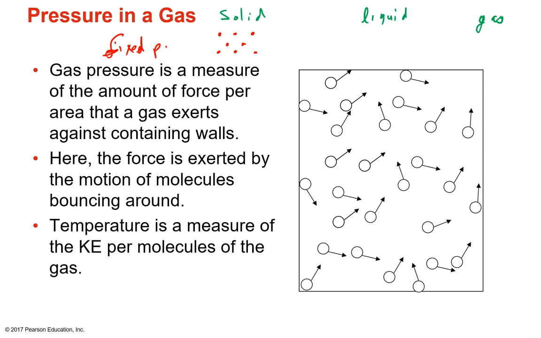Fixed positions. In the liquid, you have a surface here. Within the liquid, the molecules are free to move, but they can't leave the liquid. And in a gas, they're completely free of each other. That's the difference in a liquid, a solid, and a gas.